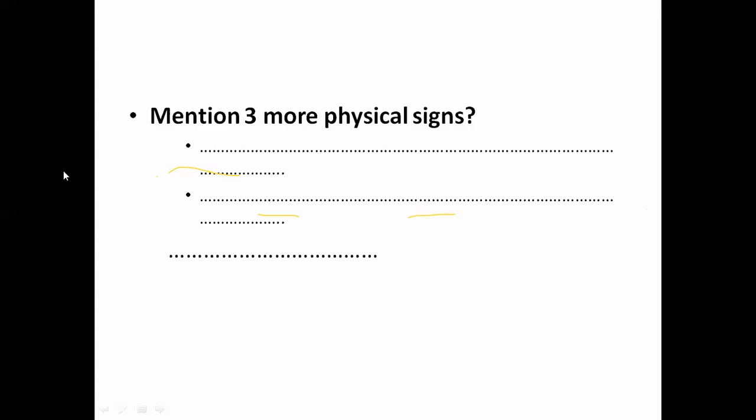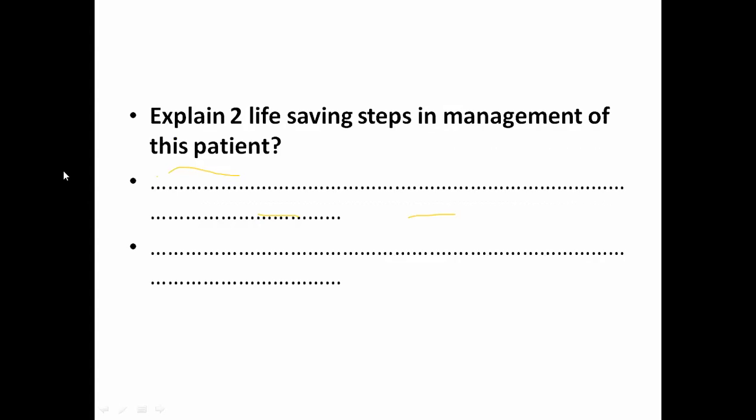So you have a lot of signs you can talk about, because this is a pneumothorax pushing the heart, pushing the trachea. And explain 2 life-saving steps. So this is a life-saving problem. What is the diagnosis now? Immediate chest drain. So this is a tension pneumothorax.